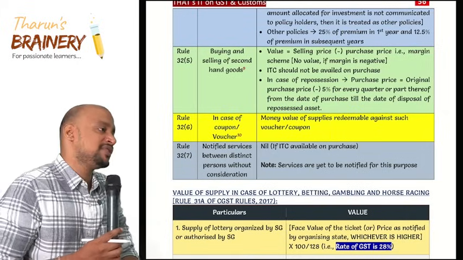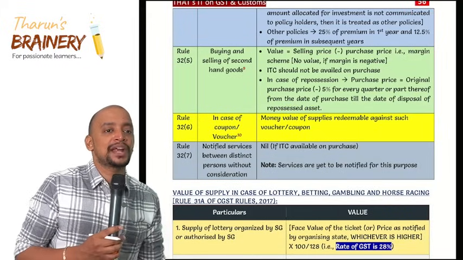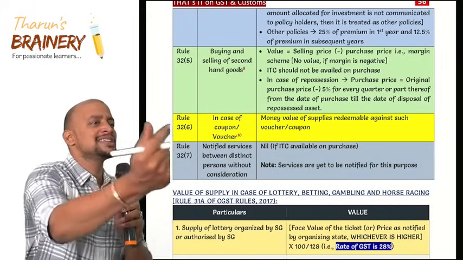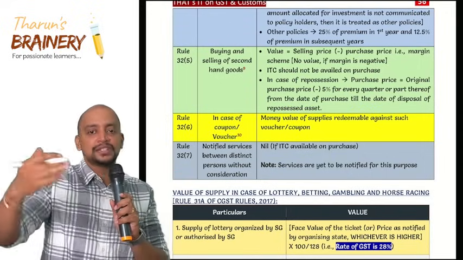Is he also eligible for the margin scheme? Yes, he is also eligible for the margin scheme. But what should be taken as the sale price, whatever price at which he is selling? What is the margin scheme? Come on, respond. Sale price minus purchase price. The sale price is the price at which he will be selling.